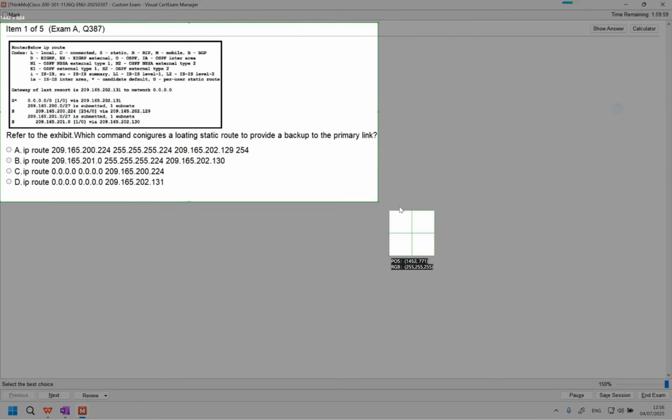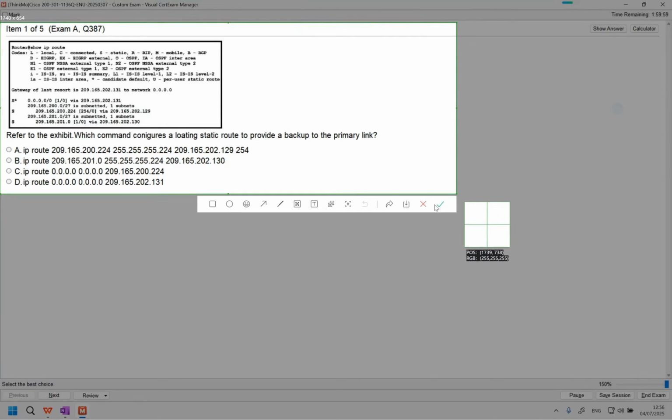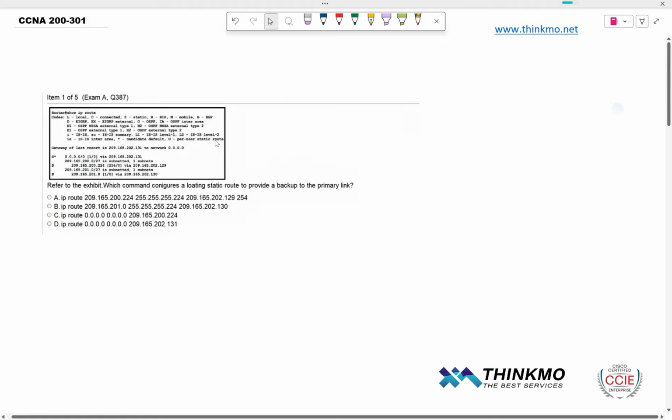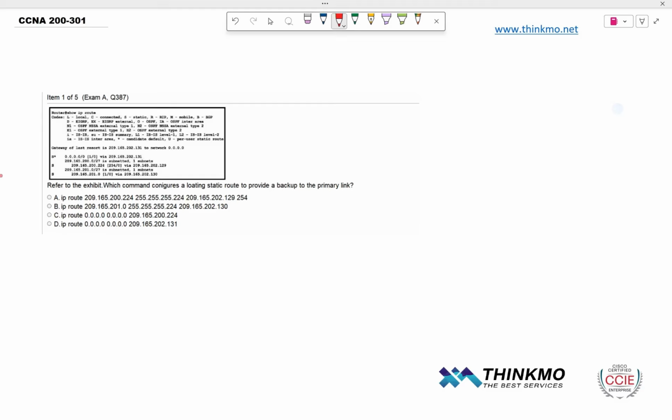Let's look at the first question. The first question is about route matching. There's also a diagram, and it asks us which of the configuration commands A, B, C, or D sets up a floating static route. This route can provide backup for the primary route.